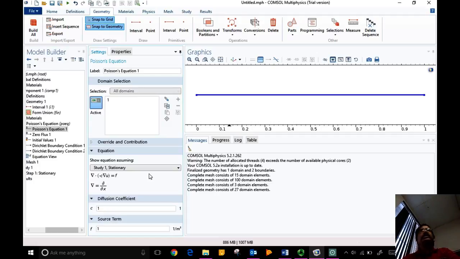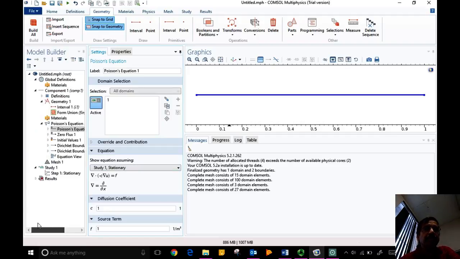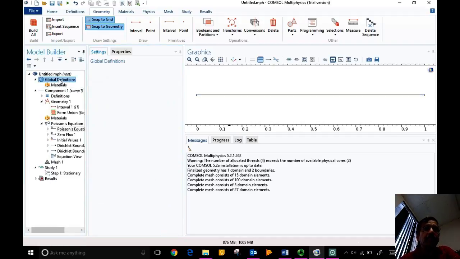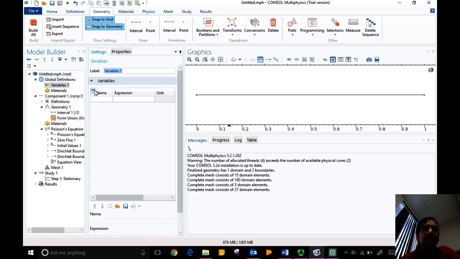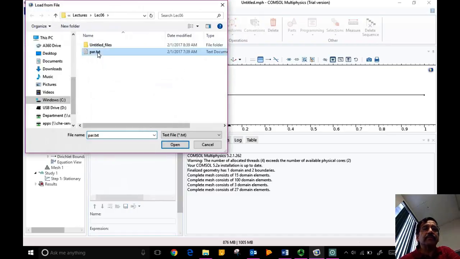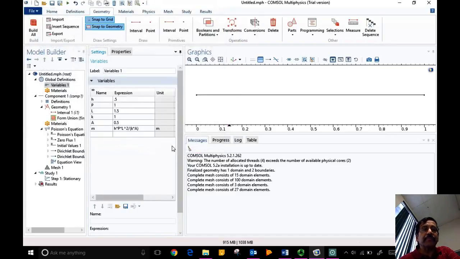Okay, what else do we need to do? We need to define all the parameters H, K, A, and P. For that, I go into the global definitions, right click on variables, and then I read the parameters from this file. I've already stored it. So there you have it. Okay, the H, the P, the L, the K, and A, and I calculate M as a function using the formula. Am I done?